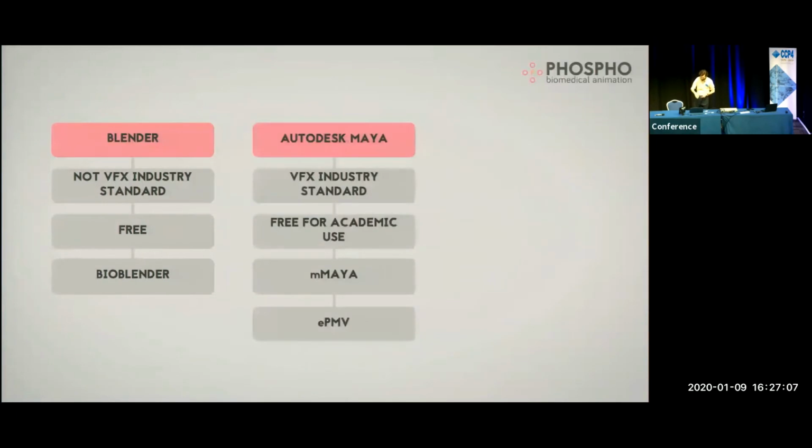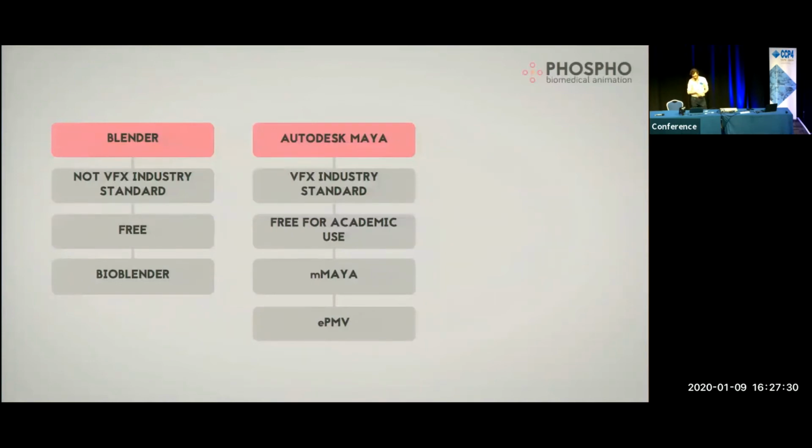So our main software that we use is Autodesk Maya. That is kind of the industry workhorse in the visual effects industry. It's usually quite expensive, but amazingly, it's free for academic use. So as long as you still have that university email address, use it and get it for free. And I think it's free on a 3 or 4 year license or something like that.